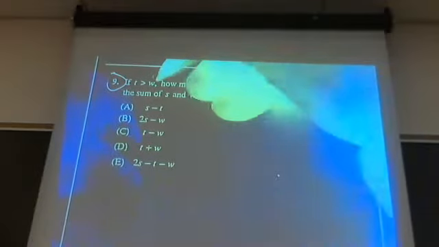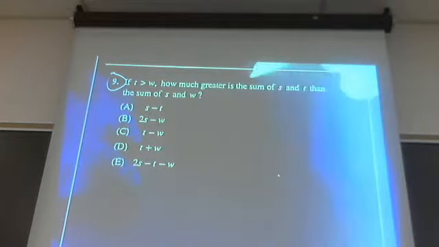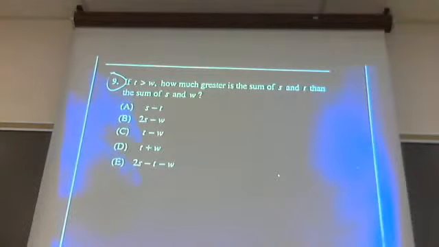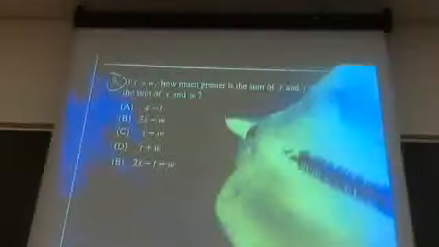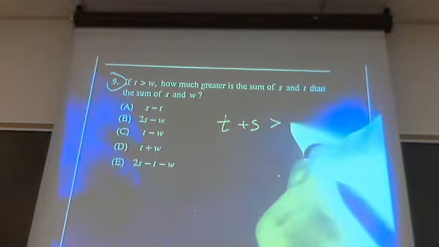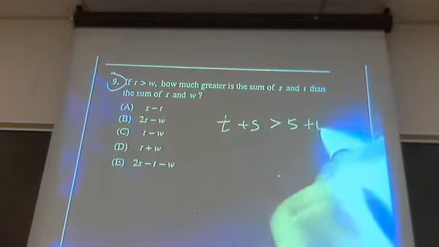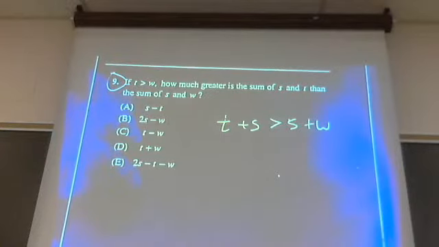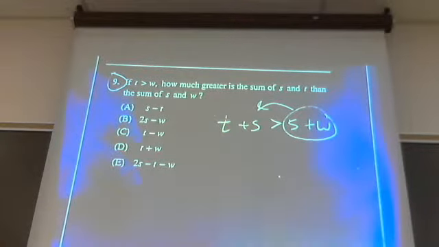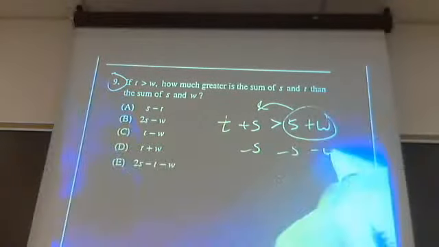T is greater than W. How much greater is the sum of S and T than the sum of S and W? So S and T, right, is greater than S and W. How much greater? Well, isn't that like subtraction? When you're saying how much more is this than this, aren't you just subtracting two things? You are. So what if we subtracted that to the other side? Subtracted an S. Subtracted a W.